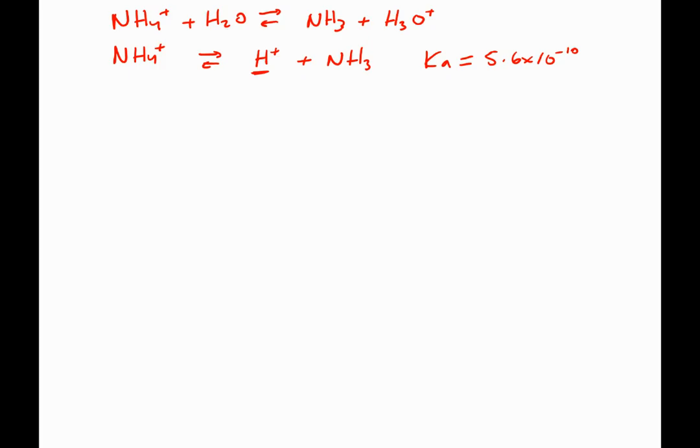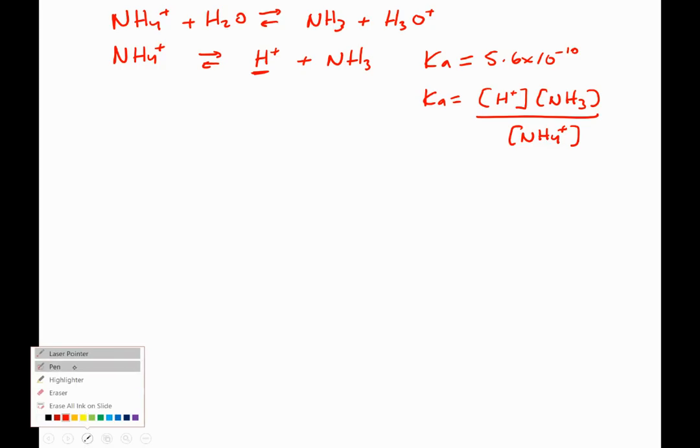Additionally, it's beneficial to write the Ka expression because writing that expression helps you to see what you're trying to solve for in order to get the pH of the solution. The Ka expression for this reaction is the concentration of H+ times the concentration of NH3 over the concentration of NH4+. And now, because this is an equilibrium reaction, you'll need to make an ICE table in order to find the equilibrium concentration of H+ ion in solution. This is the value that we're looking for, because if you find the equilibrium concentration of H+, then you'll be able to find the pH.